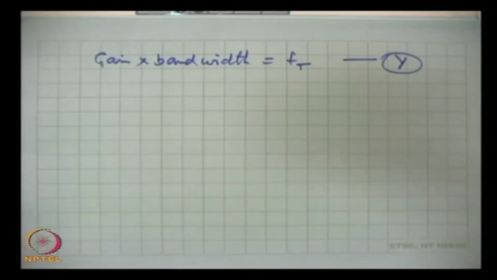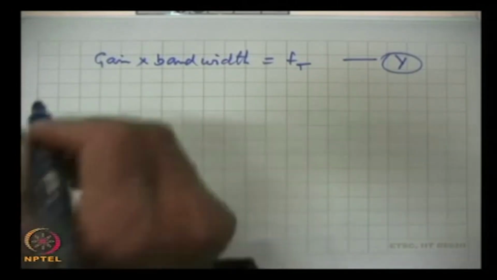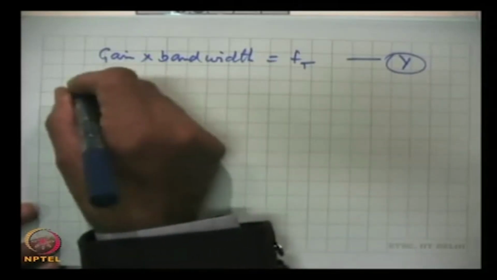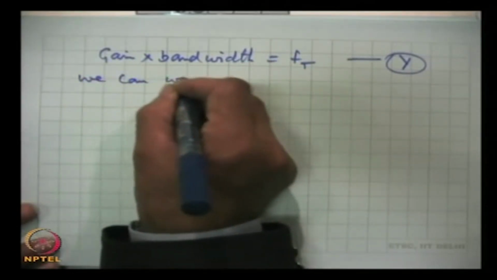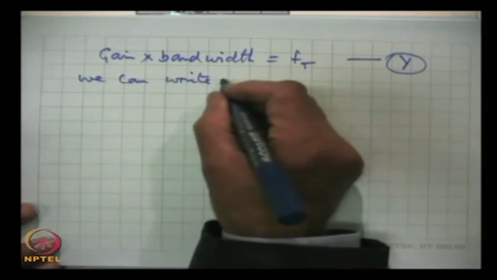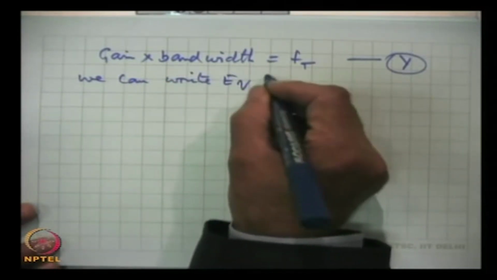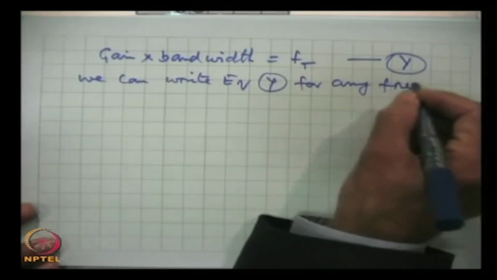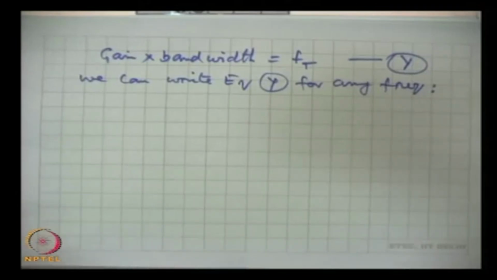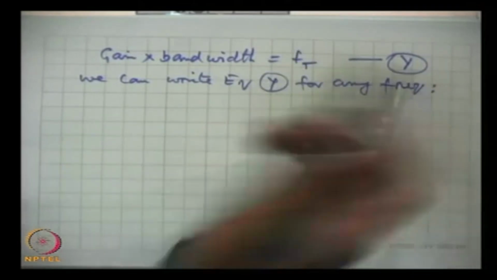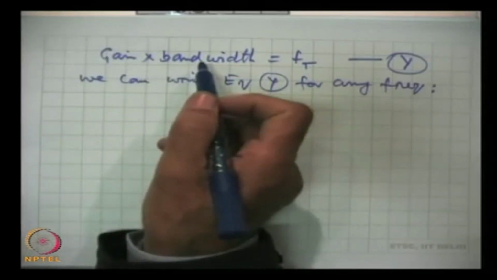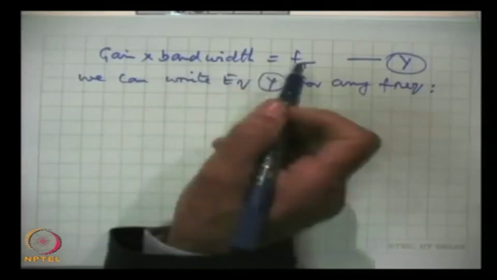And we can write equation y for any frequency, and for any frequency the gain will change and hence the bandwidth will also change, keeping the product constant.